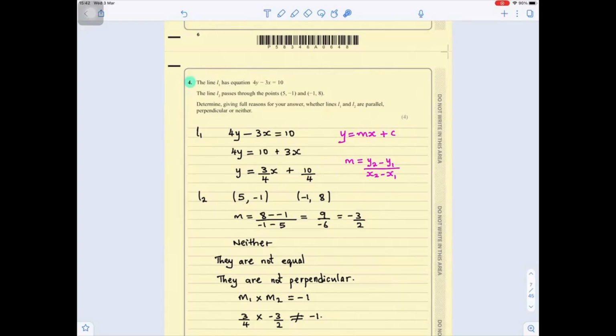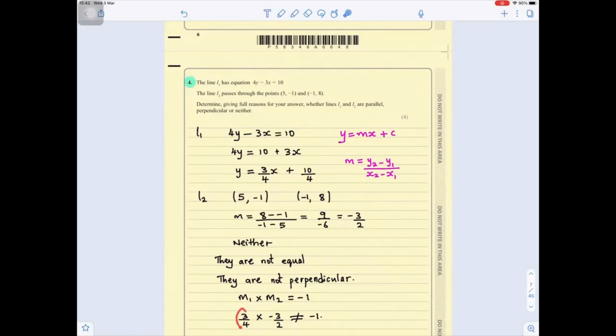So the gradient for L1 is 3 over 4. The gradient for L2 is minus 3 over 2. Those two gradients are not the same, so they are not parallel. They are not equal, so they are not parallel. Are they perpendicular? Let's check.